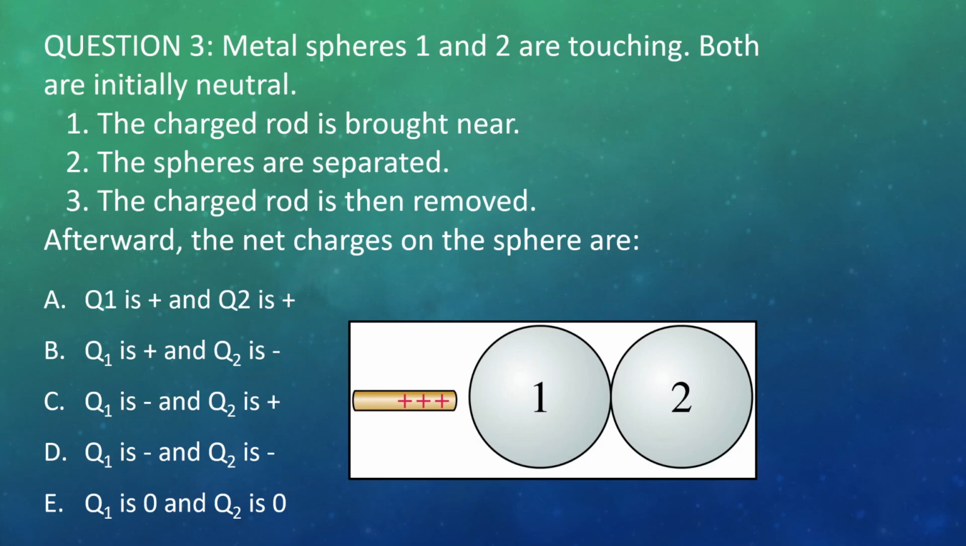Okay. Well, again, once that charged rod is nearby, polarization takes place. You're going to see the negatives accumulate toward the positive rod, the positives repelled away from it, and now the next step is to separate the spheres. So basically, just imagine taking sphere 2 and moving it over. The negatives are still stuck in 1, the positives are still stuck in 2. Now it doesn't matter what you do with the rod, if you remove it or not, they're changed. The first sphere, Q1, is going to be negative. Q2 is going to be positive. So the answer is C.